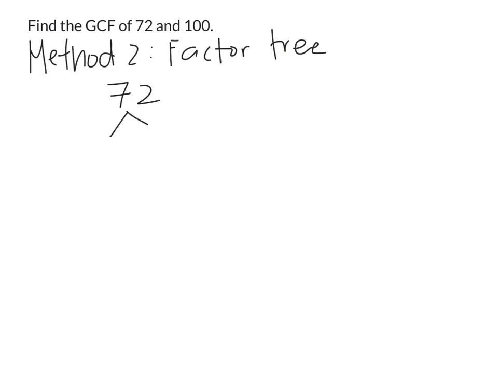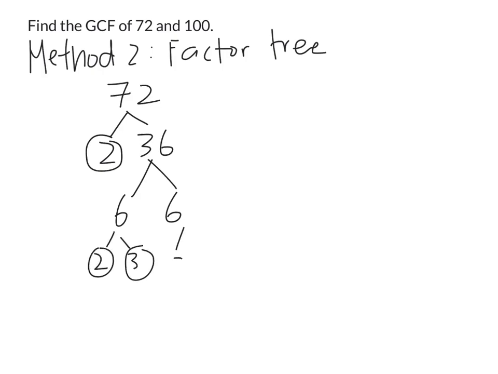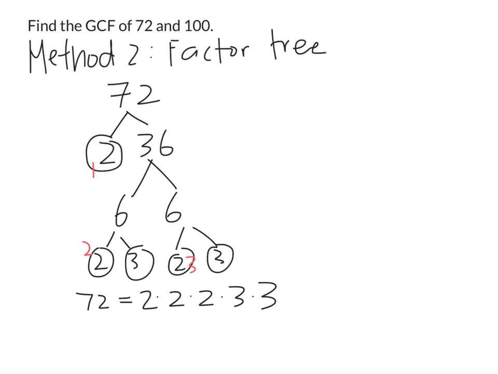So 72 can be broken into the product of two numbers. Let's say I'm going to try 2 and 36. And 2 is a prime number, so 36 can be broken into 6 times 6. And 6 can be broken into 2 times 3 and 2 times 3. So 72 can be written as, how many 2's are there here? Let's see, there's 1, 2, 3. So this equals 2 times 2 times 2 times 3 times 3, because there are two 3's here.